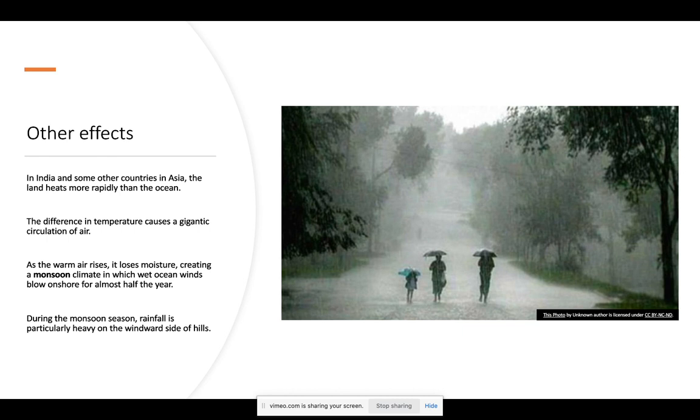So in India and some other countries in Asia, the land heats more rapidly than the ocean. Because it heats more rapidly than the ocean, there's a difference in temperature, right? Which causes a gigantic circulation of air. And again, we've already discussed that. And because there's a giant circulation of air, this air is going to lose some of that heat within the moisture, and the moisture is going to eventually condense, and it's going to fall back as precipitation. So there are typically times during the year when monsoons are going to be more prone to happen.